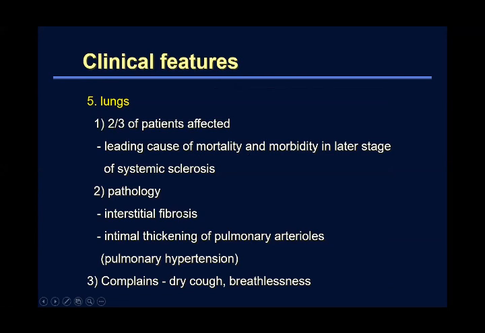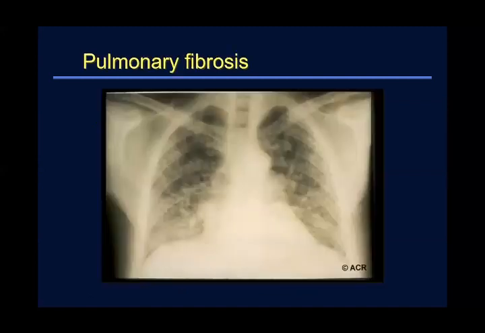So there is interstitial fibrosis, intimal thickening of the pulmonary artery leading to pulmonary hypertension, and the patient at the end of the day develops right heart failure. So pulmonary hypertension because of the fibrosis and intimal thickening of the pulmonary arteries, with right heart failure. And patient may complain of superadded infection, with initial phase dry cough and breathlessness, but later on may present with respiratory failure and pulmonary hypertension with right heart failure.